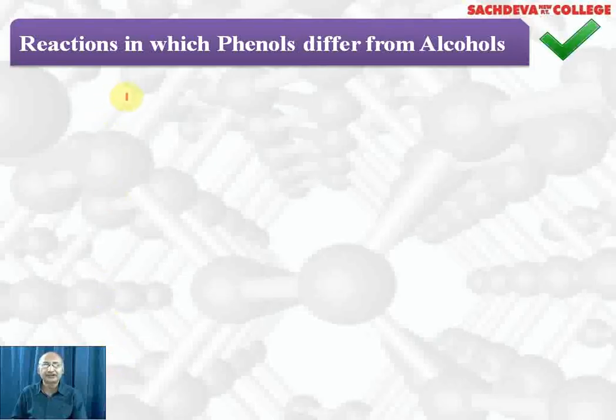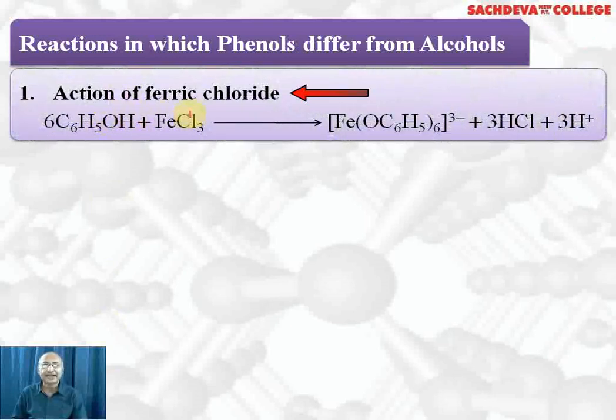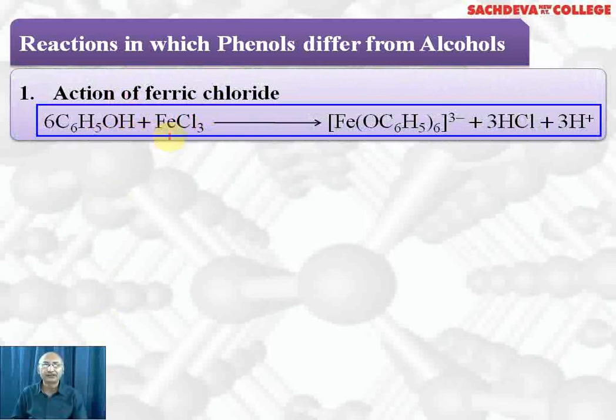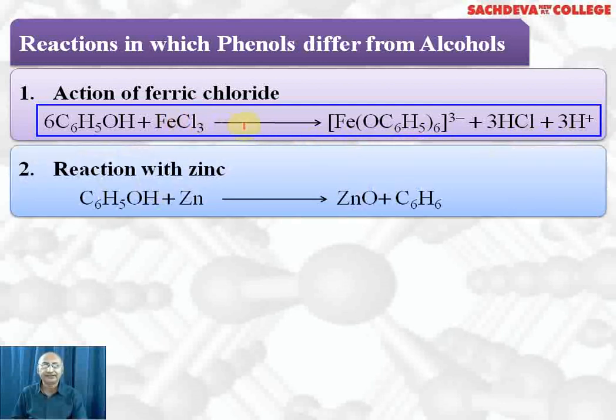Let's take up reactions in which phenols differ from alcohols. First, we are taking the reaction of ferric chloride. This is the test for phenol. Phenols react with neutral ferric chloride to give violet coloration, which is formed due to the complex ferric phenoxide plus 3HCl plus 3H+ are formed. So this complex is of violet color, and this is the test for phenol.